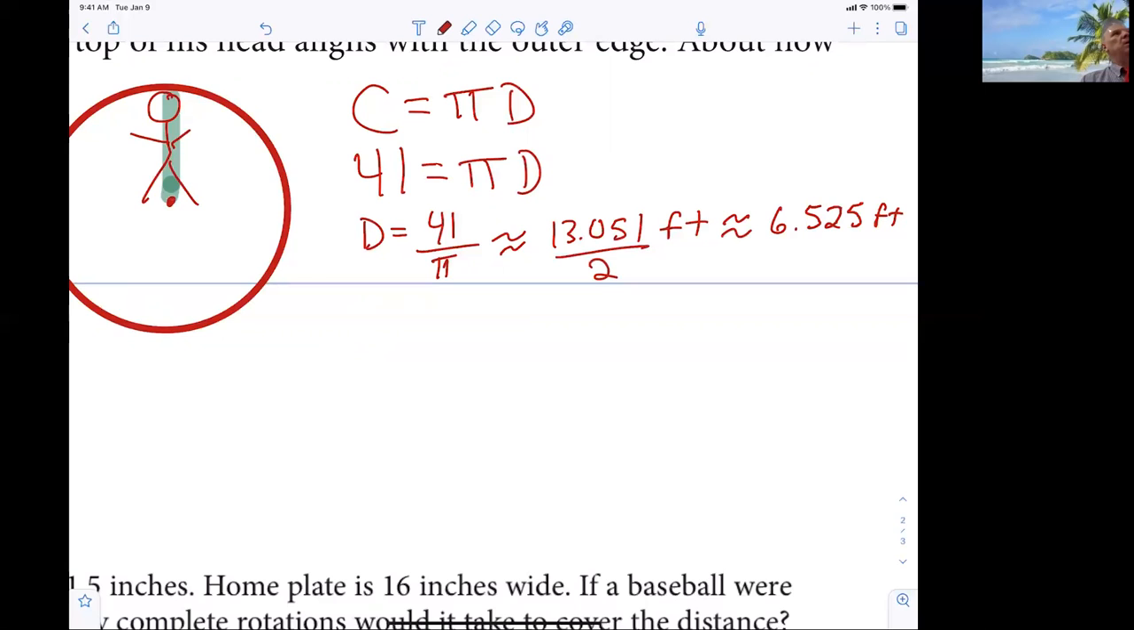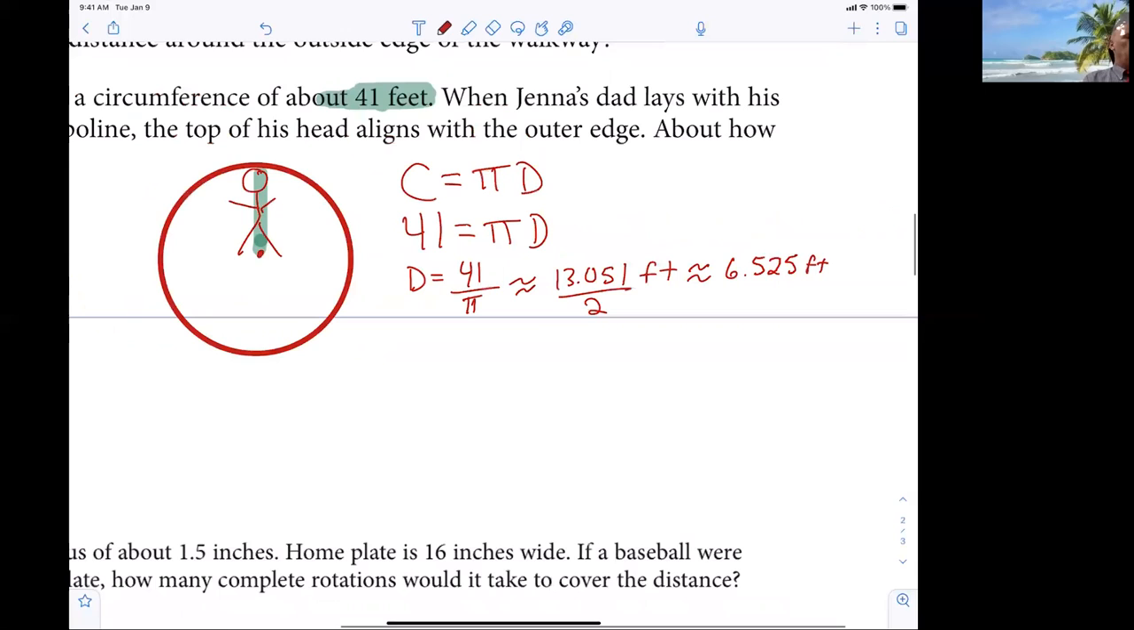All right? Does anybody have any questions with Jenna's dad being 6.525 feet? All right, here we go. 21, you get to read. Go, Zeb.